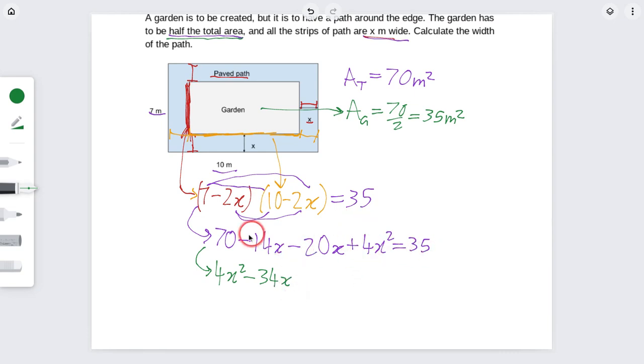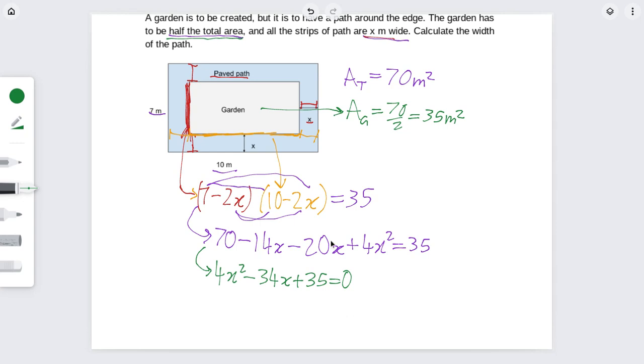And we have the 35 right here. When we bring this 35 over here, it will be minus 35. 70 minus 35 is positive, in other words, plus 35. And this whole thing is equal to 0.